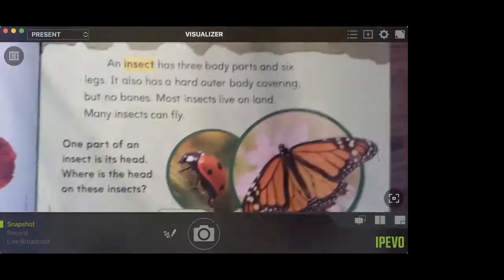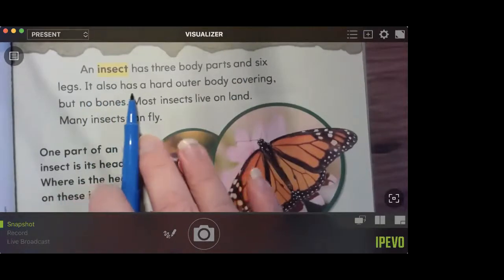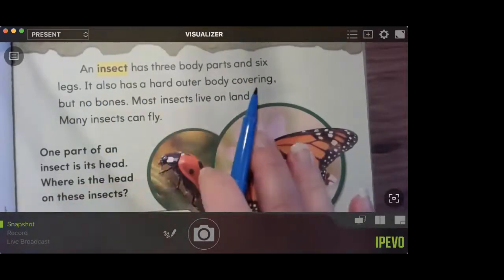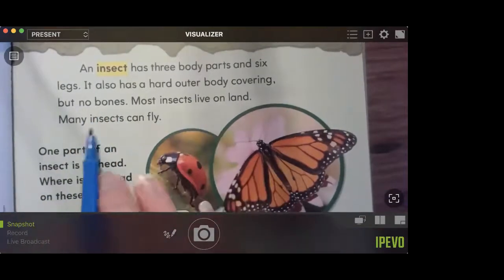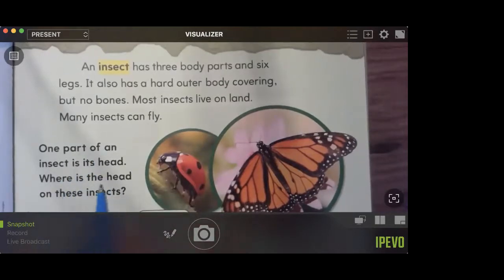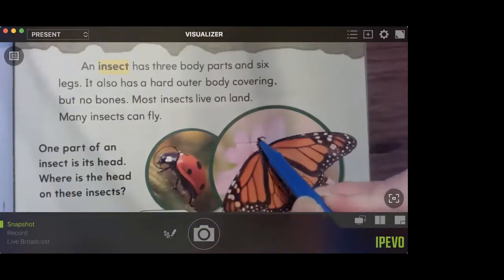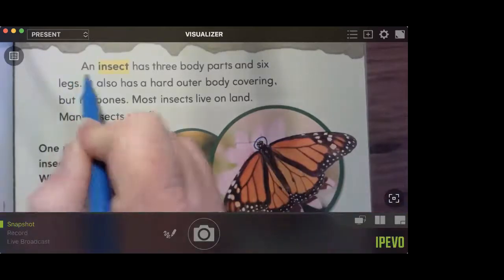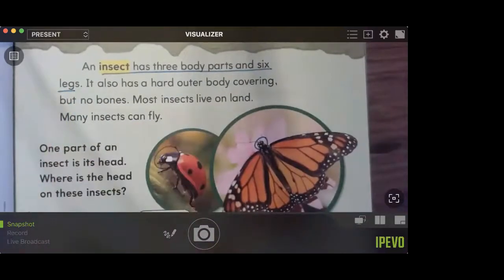And this is going to be our last page for today. Snug as a bug. An insect has 3 body parts and 6 legs. It also has a hard outer body covering, but no bones. Most insects live on land. Many insects can fly. One part of an insect is its head. Where is the head on these insects? We have a head here, and we have the head here. All right, we're going to underline: insect has 3 body parts and 6 legs.